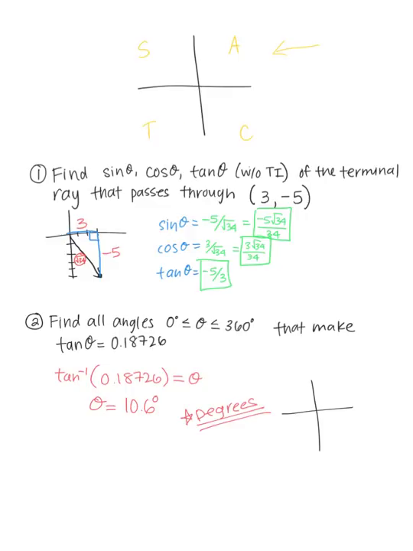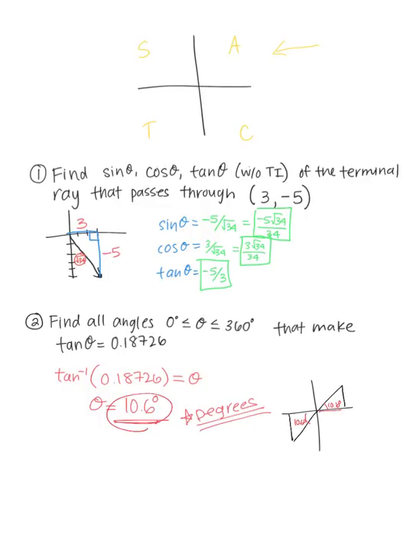So what I'm going to do is come up with my two terminal rays for those two different scenarios, because there's two places where that could be true. And this value that I got for my angle will be my reference angle. So 10.6 degrees, and this will also be 10.6 degrees, right? So one of my answers is going to be 10.6 degrees. That makes that true because that's the one in the first quadrant. But how am I going to find the one that's in the third quadrant?